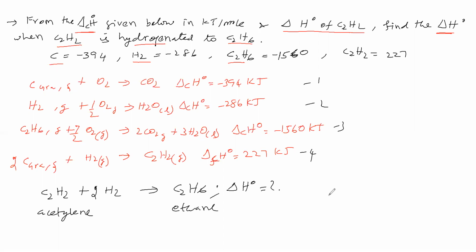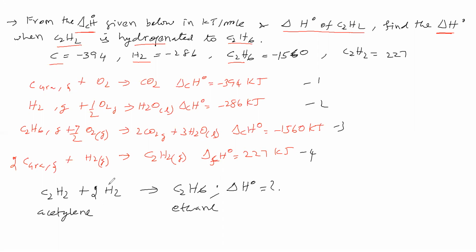So acetylene C2H2 gas gives 2 times carbon as graphite solid plus H2 gas. For this delta H, since we are reversing, we write minus 227 kilojoule. So acetylene is over. We have reversed the fourth equation.